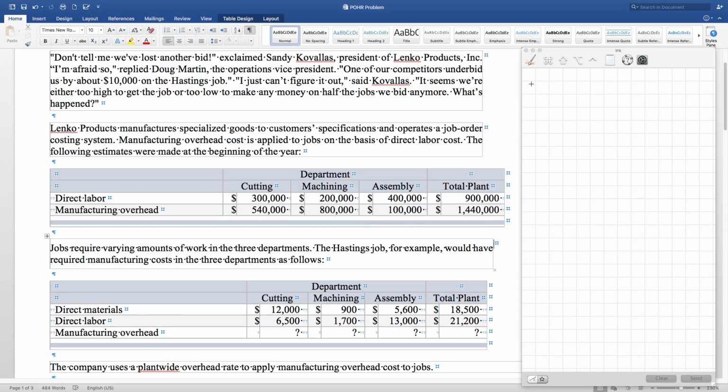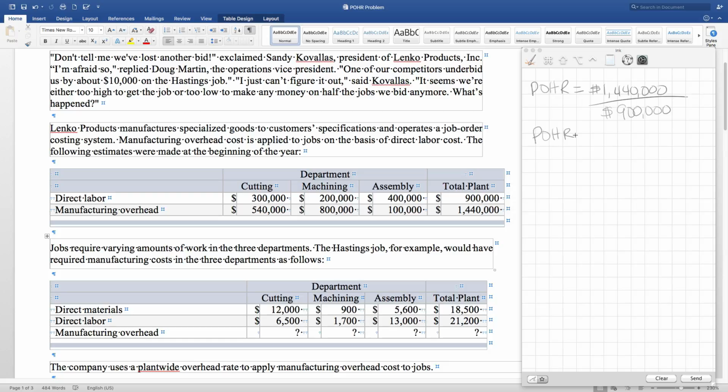So to calculate the predetermined overhead rate, we are going to take the total estimated manufacturing overhead, 1,440,000, and we're going to divide that by our cost driver. The problem tells us that manufacturing overhead cost is applied to jobs on the basis of direct labor cost. All right. So we can tell here again in our estimated section that direct labor costs were estimated to be 900,000. All right, so let's do the math.